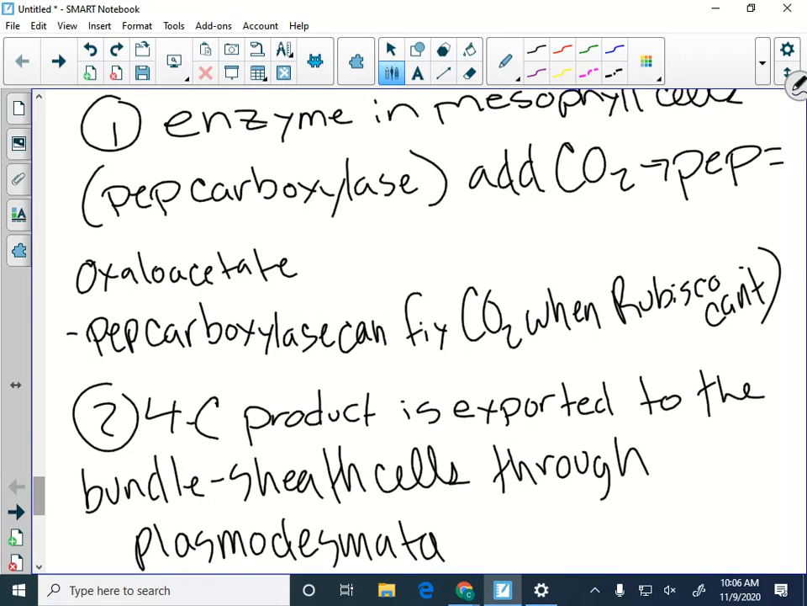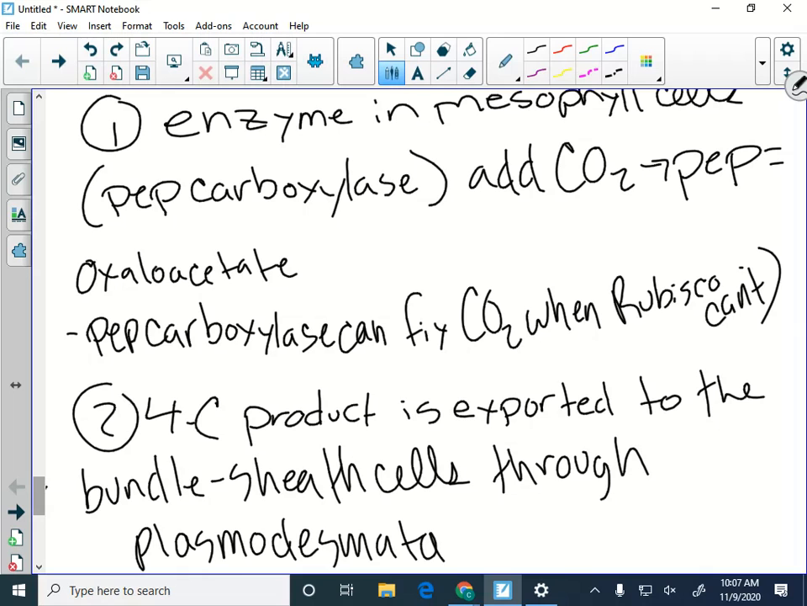So we've got our 4-carbon product. It is exported to the bundle sheath cells through plasmodesmata. That doesn't seem right. Oh well, okay.